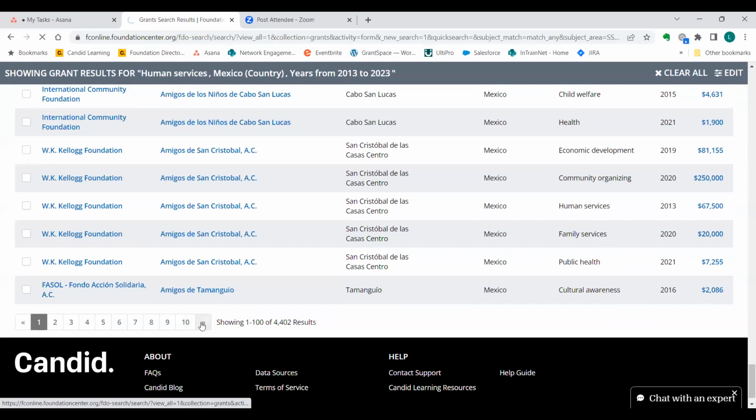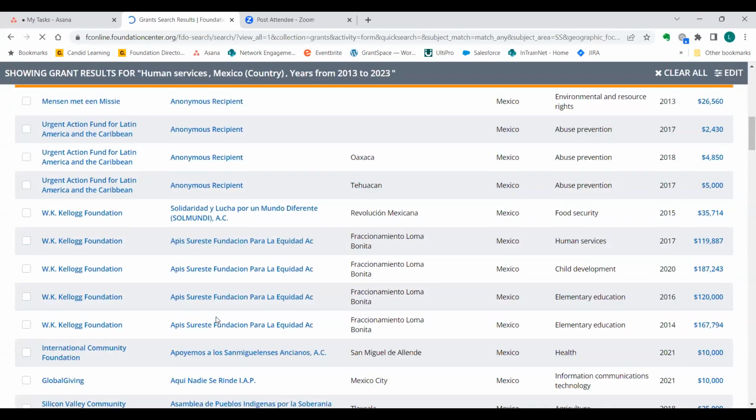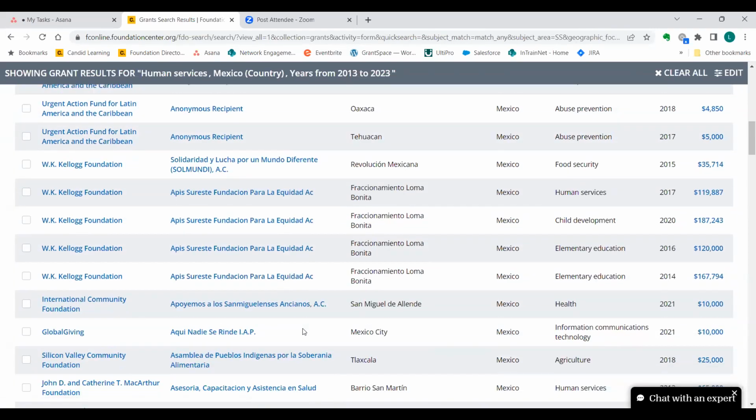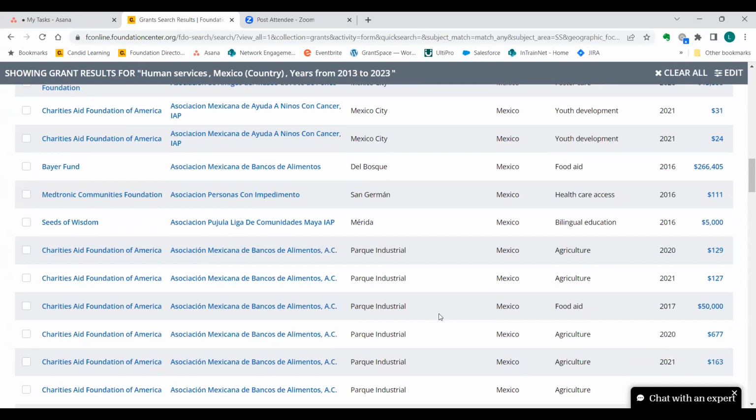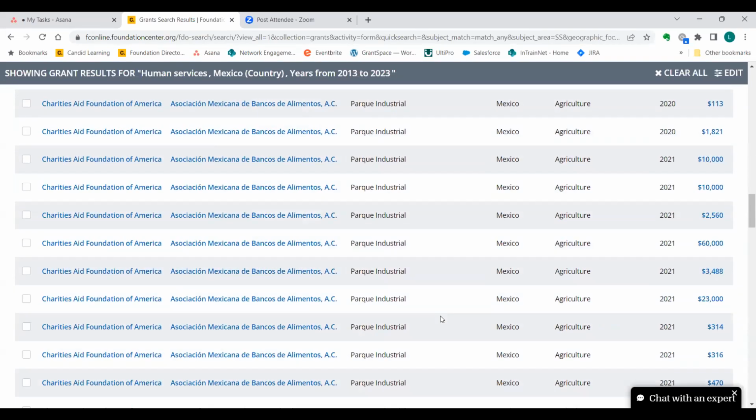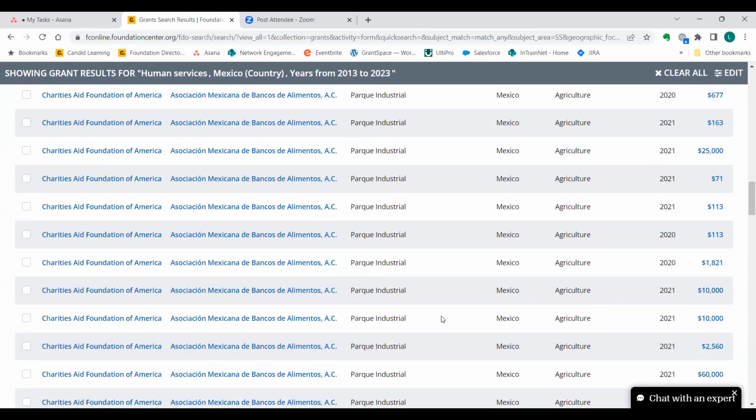So looking at the grants first just kind of gives you an idea of what other organizations have gotten funding. This is good for you to see because hopefully maybe you've heard of some of these organizations and you can know whether they're doing something similar to what you're doing. So this is one way to look at it.